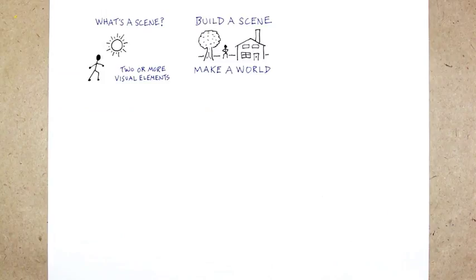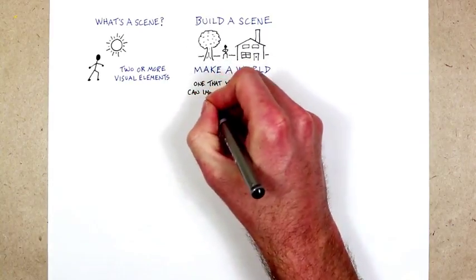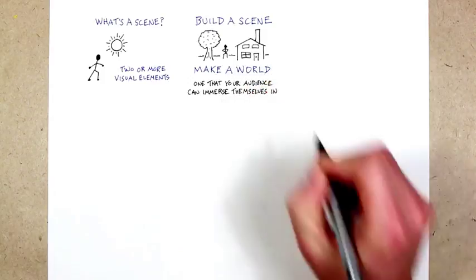We now know that this person is outside, and that it's daytime, and that it's probably hot based on the brightness of that sun, and that as a result, our guy here is probably tired and maybe thirsty because of that. And you could go on, building up a picture of what might be behind those two elements. So as you build up a scene, what you are doing is making a world, one that your audience can picture themselves in and maybe even immerse themselves in.